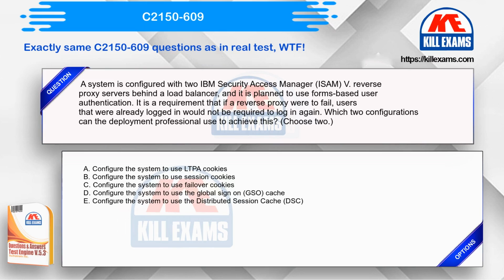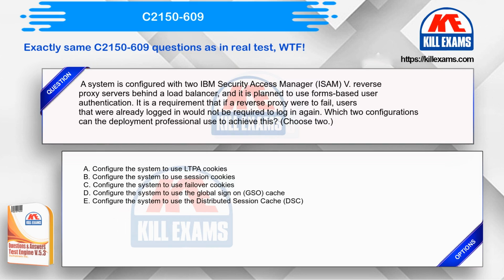A system is configured with two IBM Security Access Manager (ISAM) reverse proxy servers behind a load balancer, and it is planned to use forms-based user authentication. It is a requirement that if a reverse proxy were to fail, users that were already logged in would not be required to log in again. Which two configurations can the deployment professional use to achieve this?